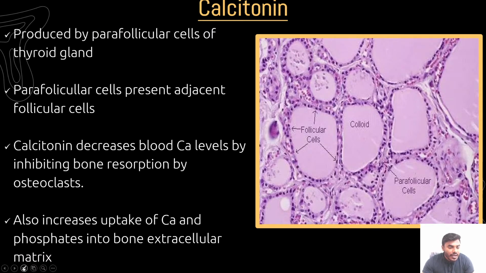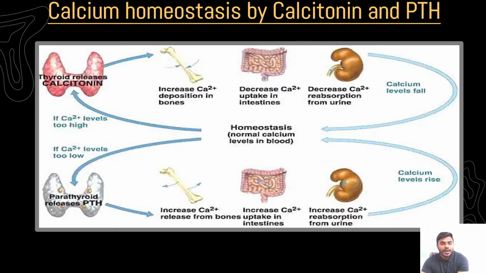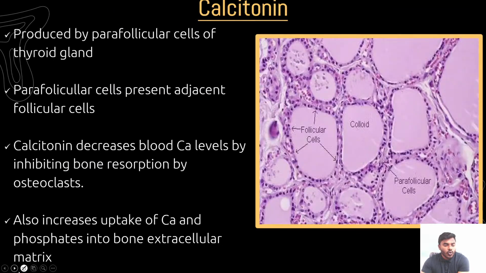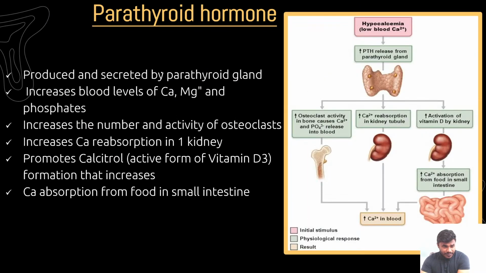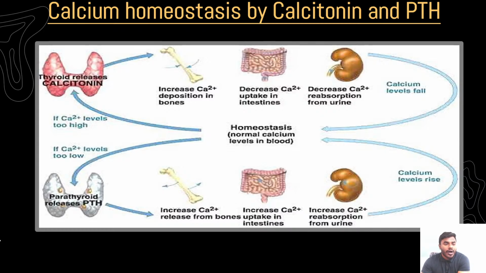Next, friends, calcitonin. Okay, everyone remember, I will explain two hormones at a time. Calcitonin and parathyroid hormone. I am explaining the two hormones at a time in a brief and elaborative way. All the students just pay attention. Friends, keep it in your mind.